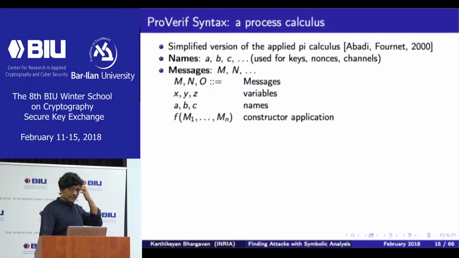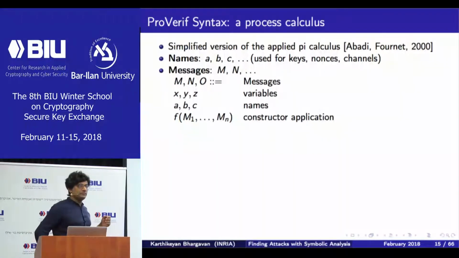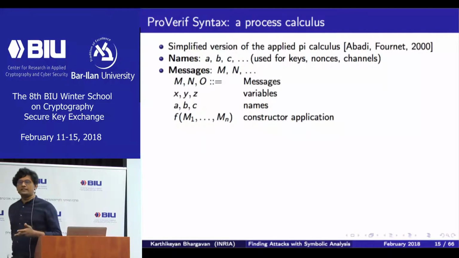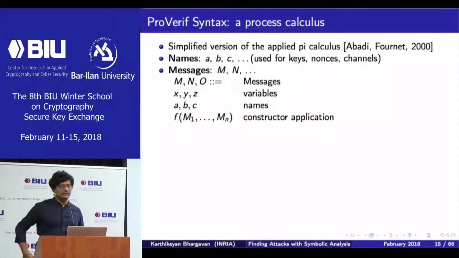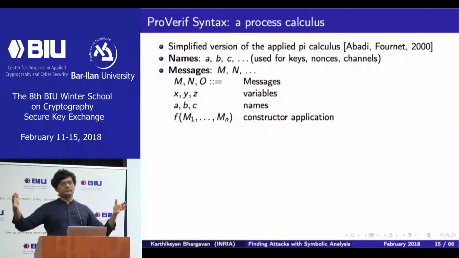So ProVerif is a version of the applied pi calculus, which was designed by Abadi and Fournet in 2000. And the syntax is as follows. We have a notion called names. Names are written a, b, and c. And names are used to represent keys, nonces, channels, anything that is fresh in the protocol. The processes in the protocol, the participants in the protocol, are going to send messages. And the messages are constructed in this way. You can use variables, you can use names, and you can apply functions. And the functions are treated as constructors. Think of it as a way of creating a tuple of things from its components.